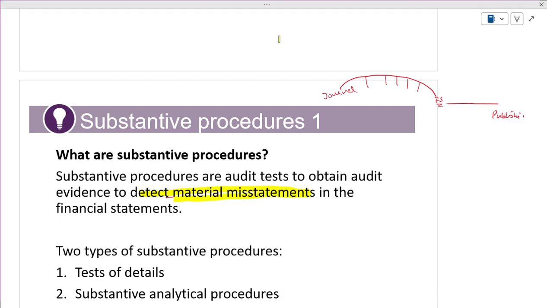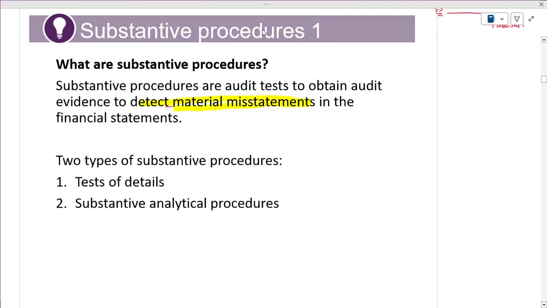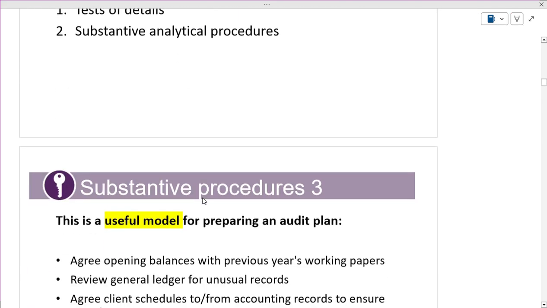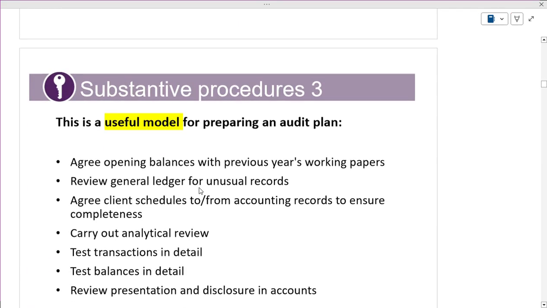Now, there are two types of substantive procedures. The first is test of details. The second one is substantive analytical procedures. In the question, they will ask very clearly, there will not be any ambiguity or confusion. What is the test of details and substantive analytical procedures? This is a useful model for preparing an audit plan.